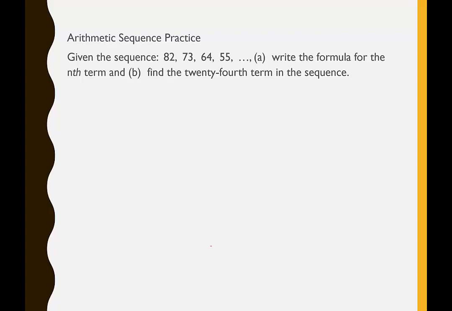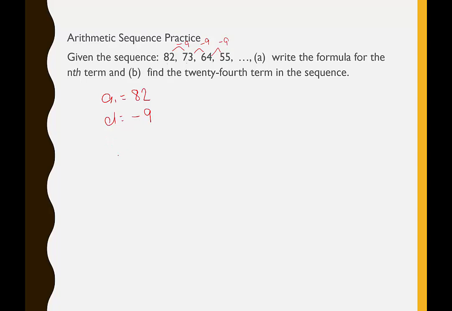A few more practice problems in case you need them. Given the sequence 82, 73, 64, 55, write the formula for the nth term, and then find the 24th term in the sequence. Okay, so let's label what we know. We know a sub 1 here is 82. We know the common difference. Well, we don't know it, but let's see if we can figure it out. To get from 82 to 73, I would subtract 9. To get from 73 to 64, I would subtract 9. To get from 64 to 55, I would take away 9. So the common difference is negative 9.